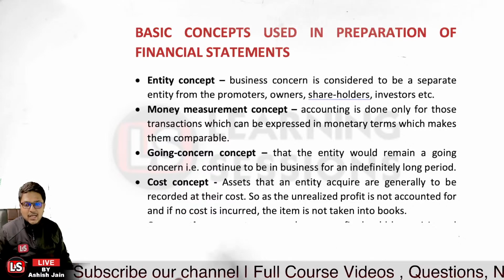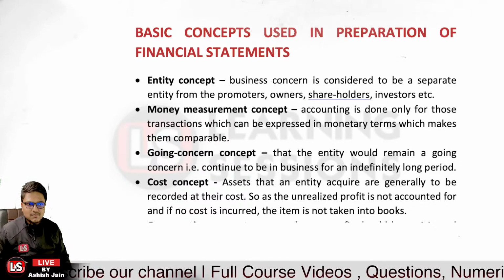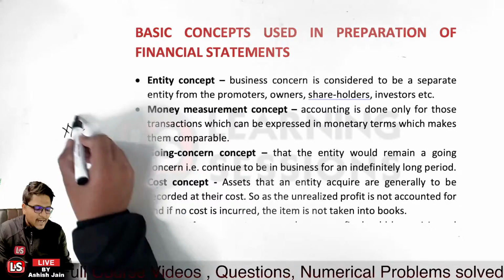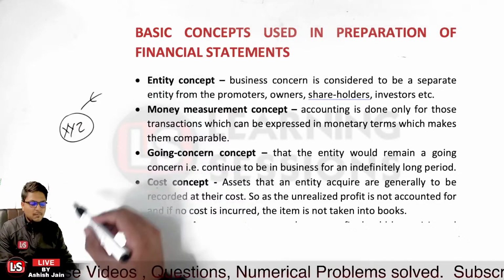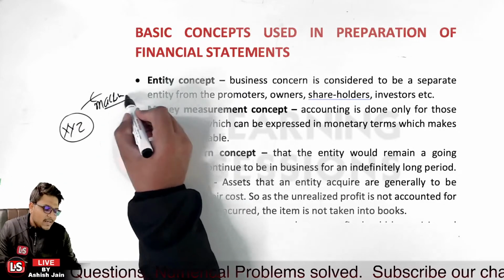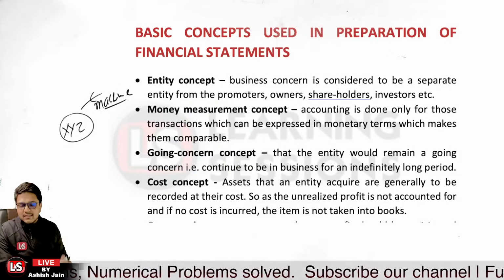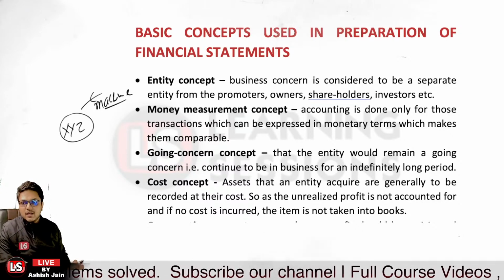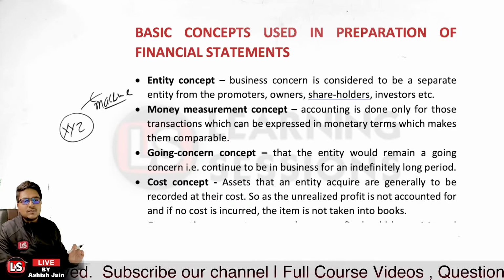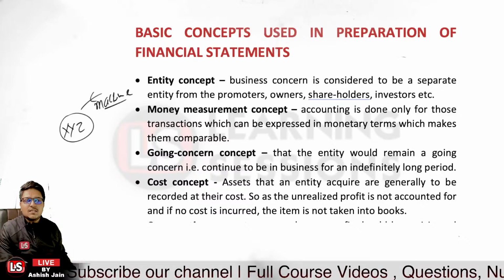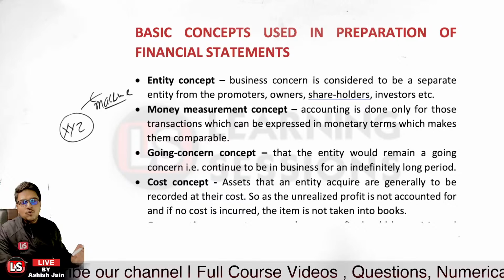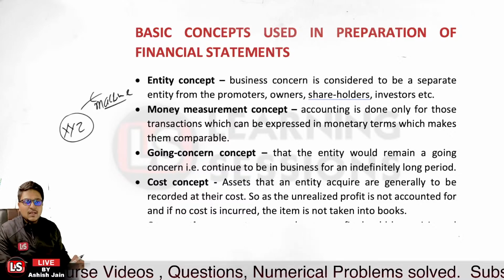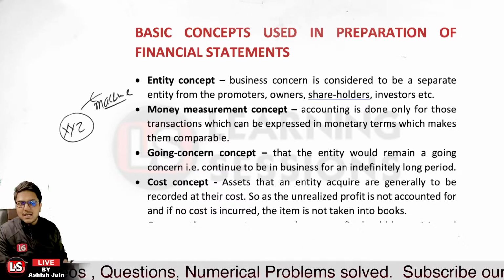The cost concept says that whatever assets are acquired by the firm are recorded at cost. If I consider the XYZ firm and say that they purchase machinery, what does it signify? That this particular asset will be recorded at what price? It will be recorded at its cost. So as unrealized profit is not accounted for, and if no cost is incurred, the item is not taken into the books itself. So what does it say actually? It says if there is unrealized profit, it is not accountable.